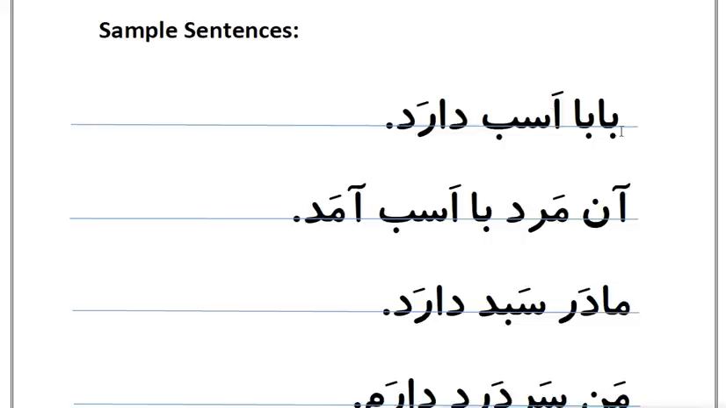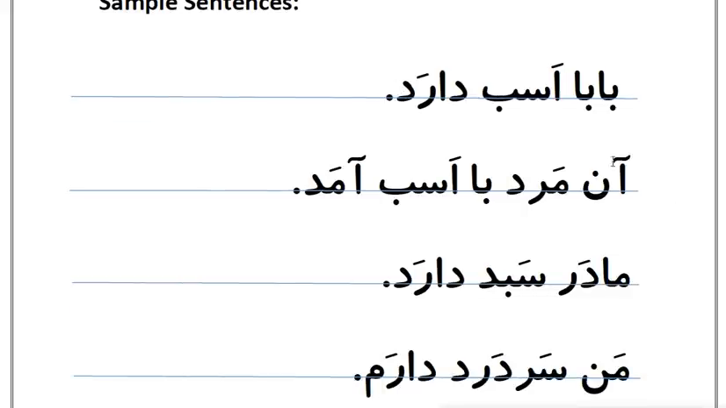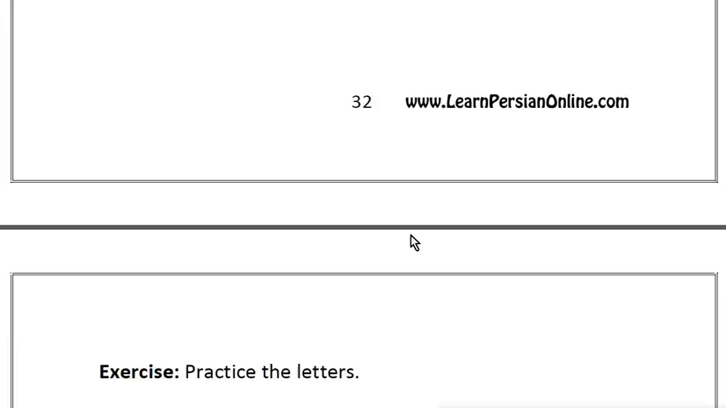Baba asp darad. Baba, father, asp, horse, darad, has. He has a horse. On mard ba asp amad. On means that, that man came with a horse. Madar sabad darad. Sabad means basket. Madar sabad darad. Man sardard daram. Okay, next page.